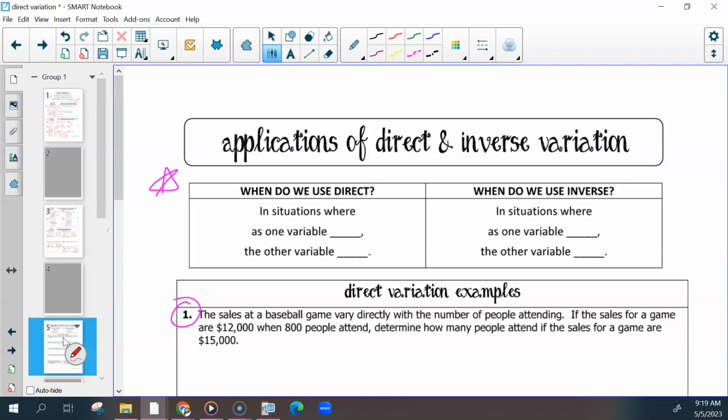So when we use direct variation for word problems, if the things go up or the things go down together, then it's direct. So like the more time you study, usually the better you do on a test. The less time you study, the worse you do on a test. The more time you spend practicing, the better you are at whatever you're practicing for. The less time you practice, the worse you are. Things like that. So as one variable goes up, the other goes up, or as one goes down, the other goes down. They have to go up or down together.